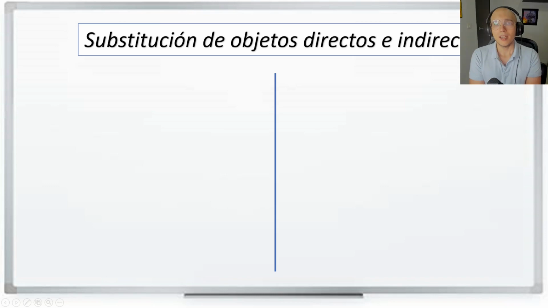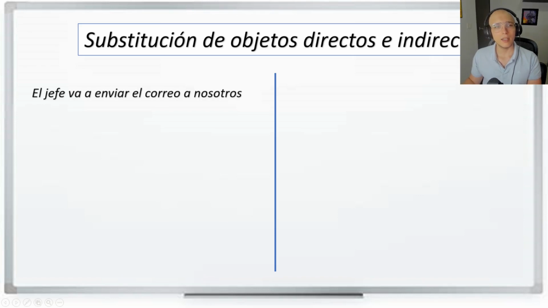Now, here's where it gets a little messy. What happens, guys, if you want to substitute both the direct object and the indirect object in the same sentence? Let's take a look at it. El jefe va a enviar el correo a nosotros. The boss is going to send the mail to us. What we want to say is, he is going to send it to us.